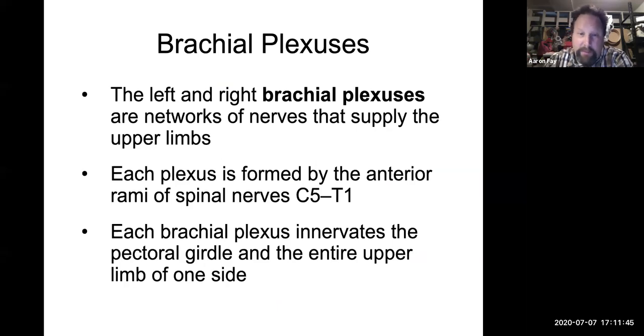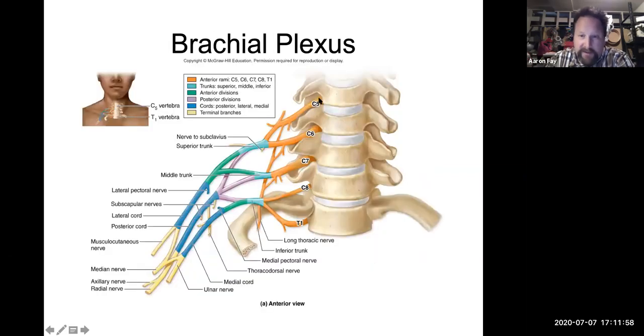All right, moving on, brachial plexus, this is a big one. Right and left brachial plexuses form a network of nerves that are going to innervate your arms. The brachial plexus is formed from the spinal nerves of C5 through T1. So C5, C6, C7, C8, and T1. Anterior rami are going to branch and interweave to form a plexus. Out of that, we're going to get the median nerve, the axillary nerve, the radial nerve, the ulnar nerve.